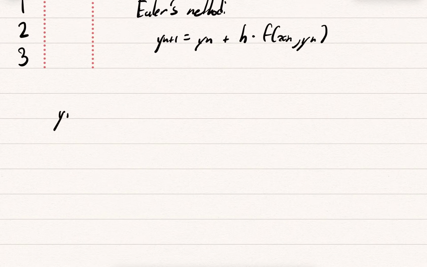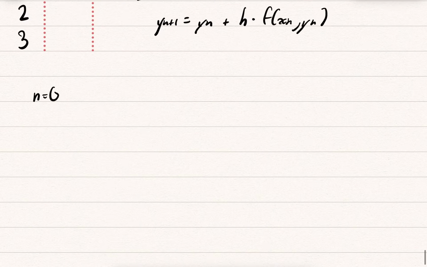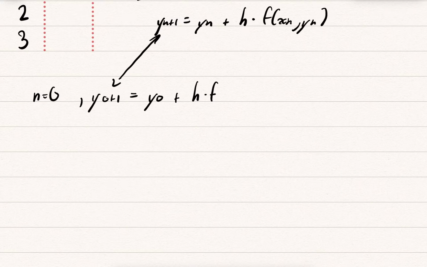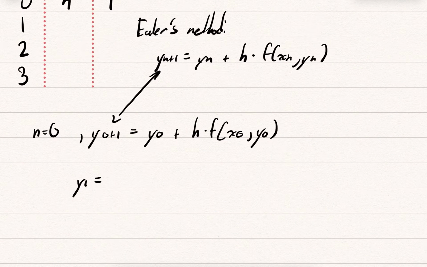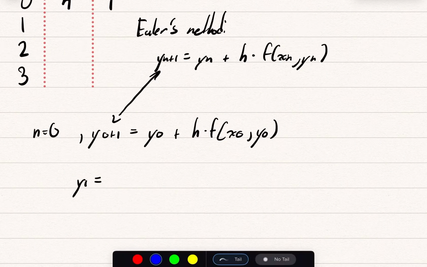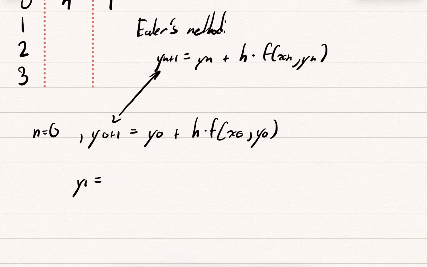Okay, so now we're just going to go into it. So for n equals 0, we have y at 1 equals y at 0 plus h times f. I'm just going to do it so you guys can kind of get the correlation between this and this, and I'm only going to do this for the first step. You guys take your time and figure it out for the other ones. We know y at 0.